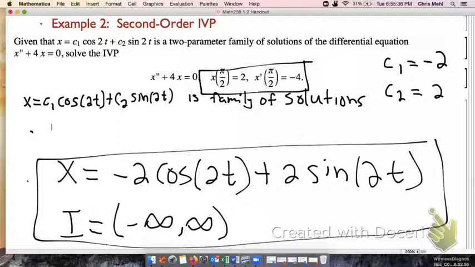And I should also say that you can check either that the particular solution is a solution, or that the arbitrary family of solutions is indeed a solution. You'd have to take the derivative up to the second derivative, since this is second order, and then plug x double prime and x into the left side of the differential equation. When you do that and simplify, you should get 0.